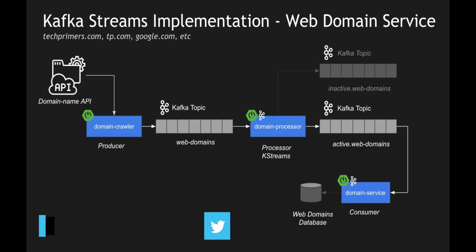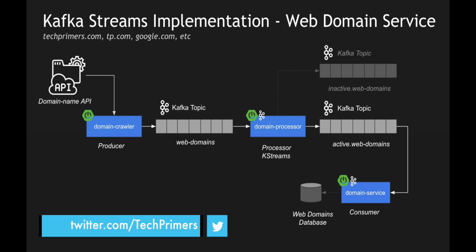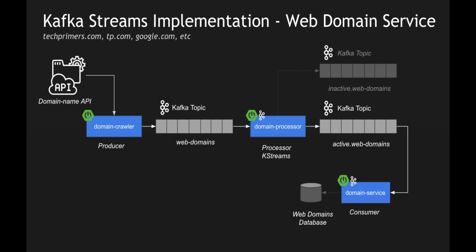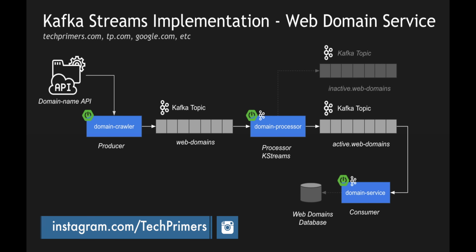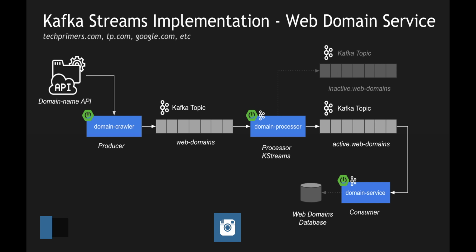It's been a while since we built an end-to-end tech stack with Spring Boot. In this video, this is what we are going to build. We are going to build 3 different microservices: the producer, the processor Kafka Streams, and the consumer. So we are going to look at how to leverage Kafka Streams inside a Spring Boot application. Let's get started.